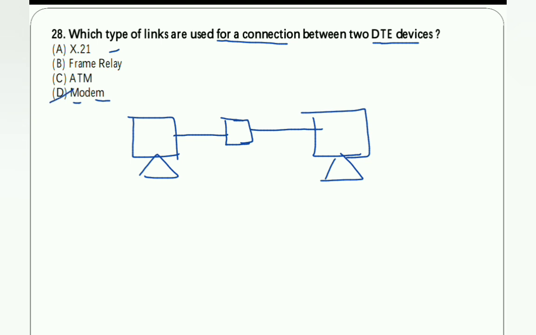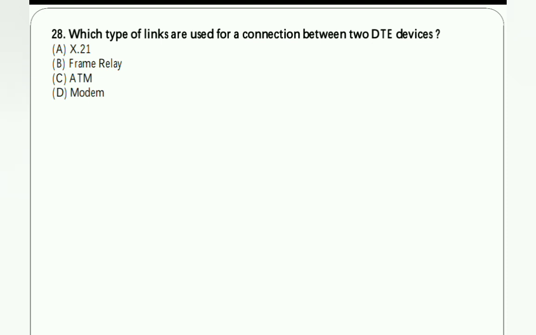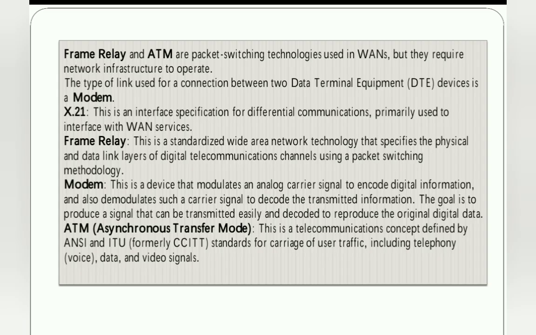So let us know about the remaining options also. So we use the X.21, frame relay and ATM in the WAN, wide area network. Frame relay and ATM are packet switching technologies used in wide area networks, but they require network infrastructure to operate.